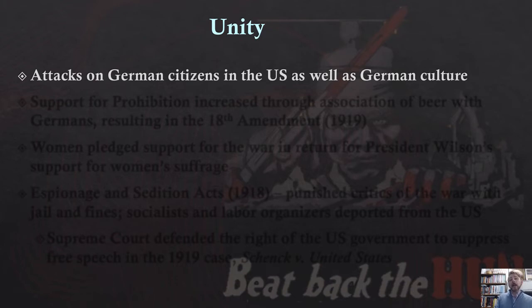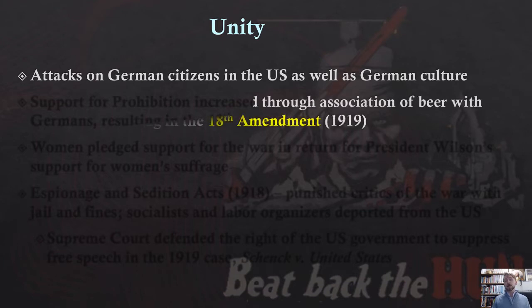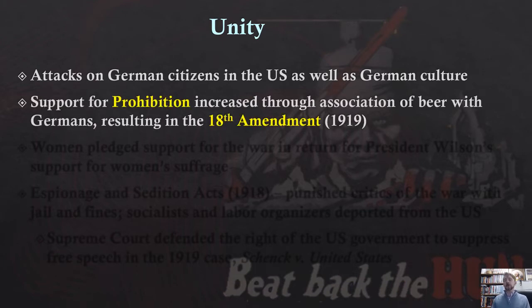The idea of hating Germans translated into actual physical attacks on Germans. It led to the banning of the teaching of the German language, the ban of playing German music. Anything German was automatically bad. And in fact, associating Germans with beer helped support the prohibition movement. Because Germans are bad, Germans make beer, through some weird transitive property, therefore, beer is also bad.